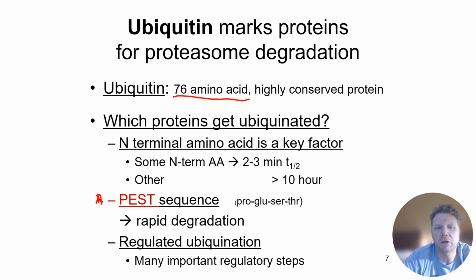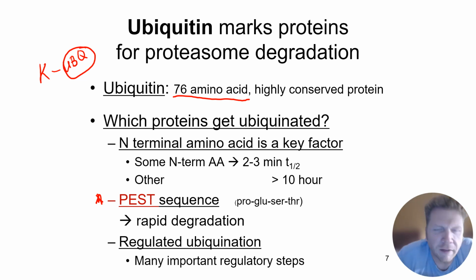Now, one thing that I do want to say is that ubiquitin is added to a lysine residue. The single letter amino acid code for lysine is K. That is where we're going to add our ubiquitin. So if a protein does not have a lysine, it can't get ubiquitinated. It won't get ubiquitinated.